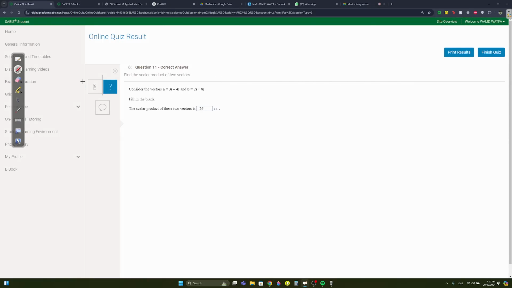Question 11. Okay, you have these two vectors. What's the scalar product of them? 3 times 2 is 6, plus minus 4 times 8, you get minus 26.